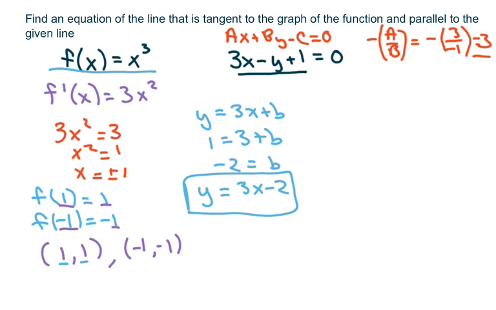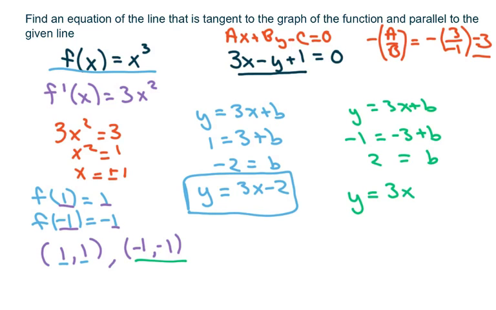And on the other one, we write y equals 3x plus b and plug in negative 1 and negative 1, so b equals 2. So our equation is y equals 3x plus 2. So we have 2 equations of the line that are tangent to this function.